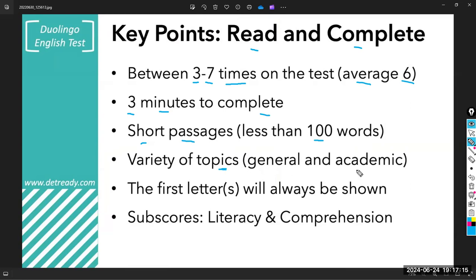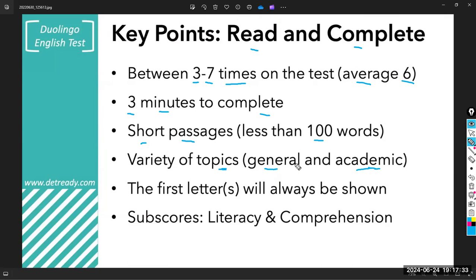Some topics are going to be academic. Some topics are going to be general. Let me give you an example. By academic, I mean scientific texts, like texts at university or maybe school, for example. This is the meaning of academic text.